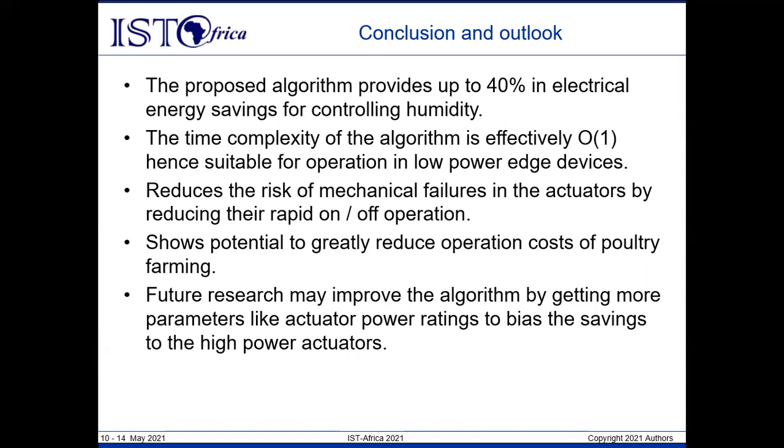In future research, the algorithm may be improved by passing it with parameters like actuator power ratings. So in such a case, the algorithm would bias the savings to the high power actuators than the low power actuators, since reducing the runtime of the high power actuators may result in higher electrical energy savings than when reducing the runtime of the low power actuators.